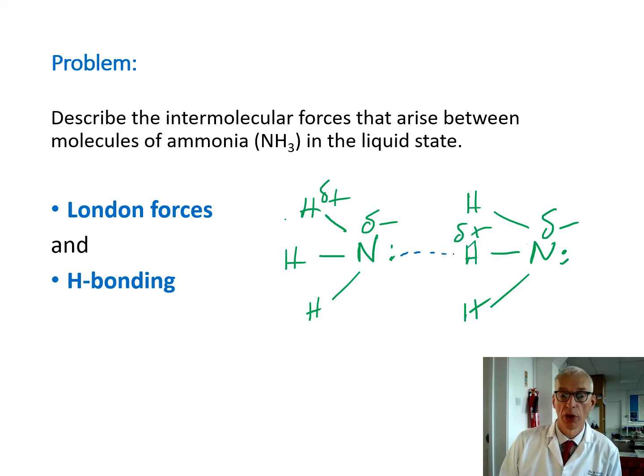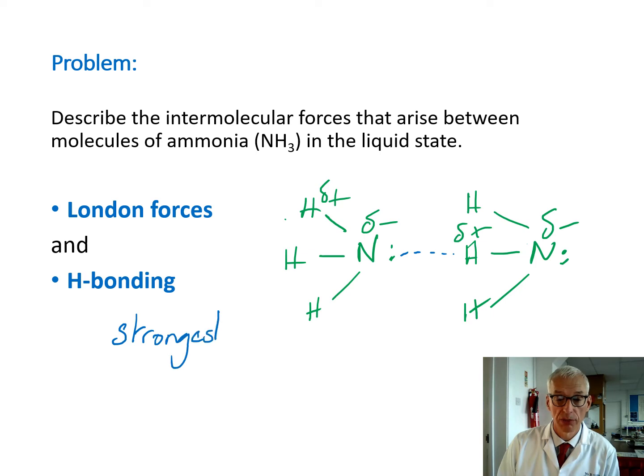a hydrogen bond can occur between the lone pair of electrons on the nitrogen atom and the highly polarized hydrogen atom of a neighboring ammonia molecule. Probably worth saying that, as far as an exam mark scheme might be concerned, the hydrogen bonding is the strongest type of intermolecular force.